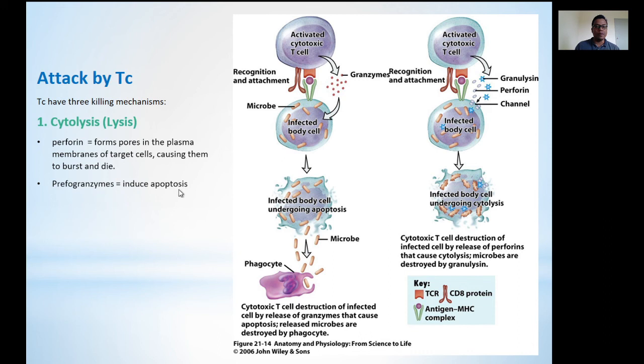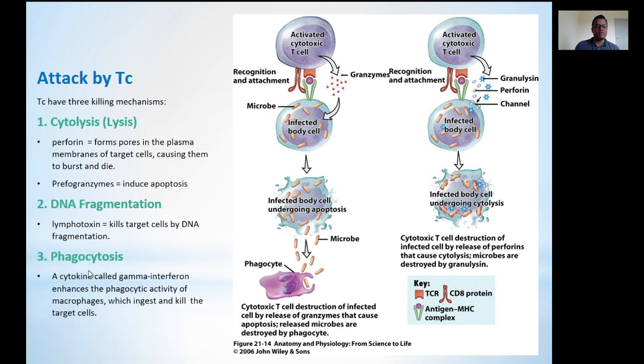And also pre-granzymes, which induce apoptosis. Apoptosis is programmed cell death. So the cell will eventually slowly die by itself. Second, DNA fragmentation: lymphotoxin will kill target cells by DNA fragmentation, together with destroying the cell membranes and asking the infected cell to die, or commit suicide. The TC also will destroy the cell DNA using lymphotoxin.